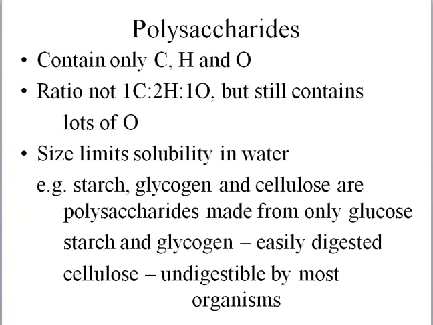Polysaccharides are the largest of the carbohydrates. Like other sugars, they contain only carbon, hydrogen, and oxygen. As the molecule gets larger and larger, the ratio of carbon, hydrogen, and oxygen gets further and further away from that 1 to 2 to 1 ratio found in simple sugars. While polysaccharides have lots of polar hydroxyl groups, the large size of the polysaccharides can reduce their ability to dissolve in water. Starch, glycogen, and cellulose are examples of polysaccharides.